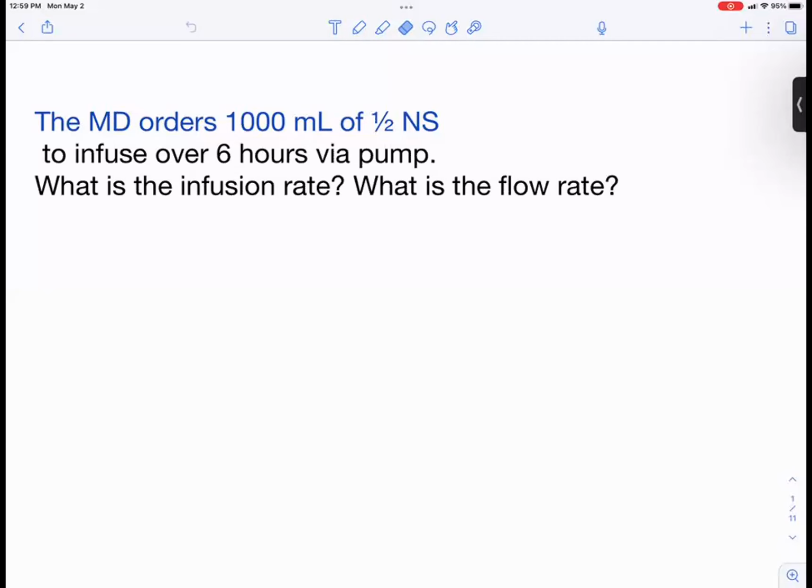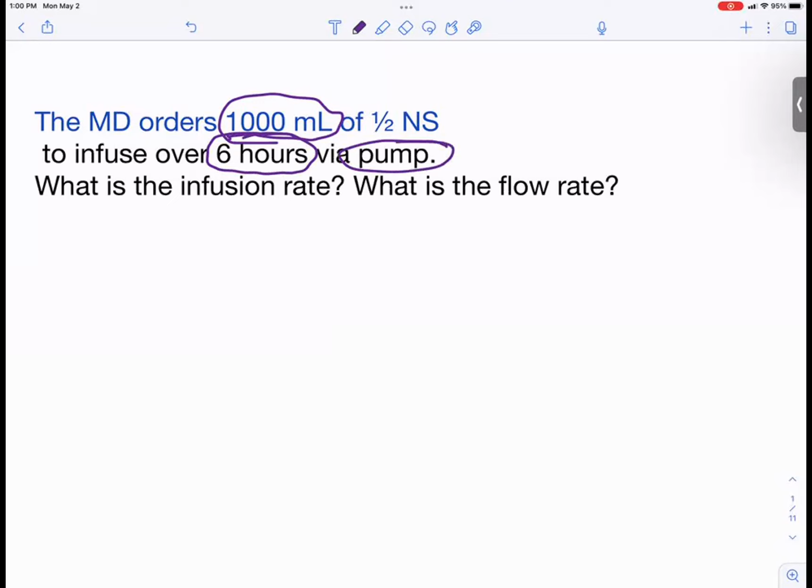So let's look at this IV question. The MD orders 1,000 milliliters of half normal saline to infuse over 6 hours via pump. What is the infusion rate, or say, what is the flow rate? So how do we solve for these type of problems? Well, when you're looking at infusion problems or IV fluid problems, you have to be able to pick out what you need from the question. So the doctor orders 1,000 milliliters to be infused over 6 hours, and it's via pump.